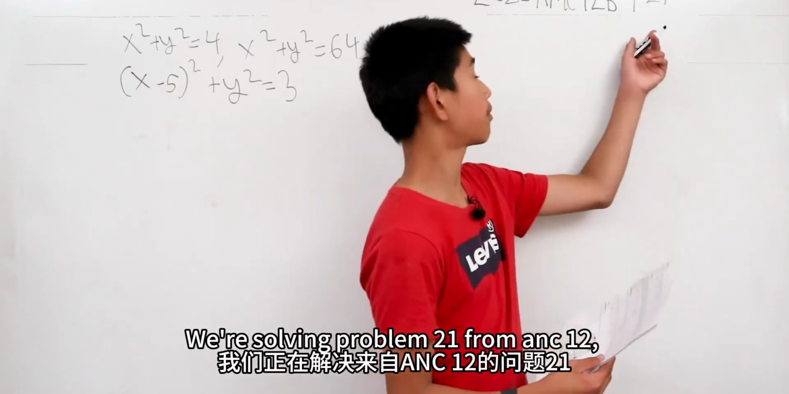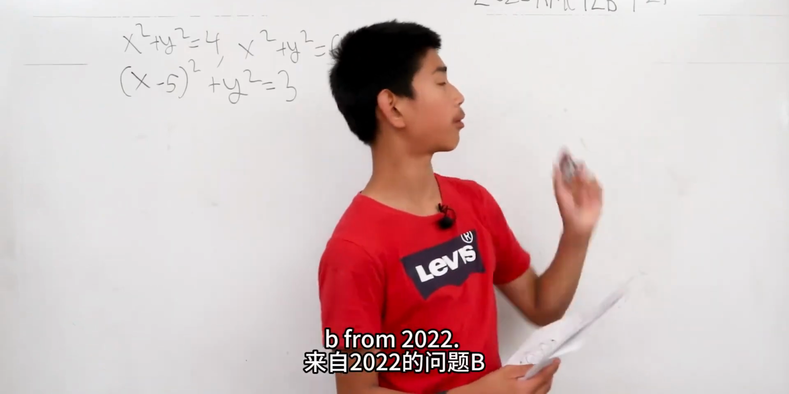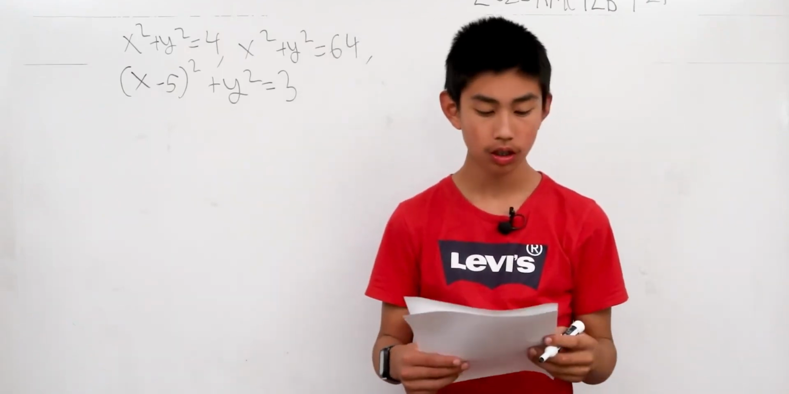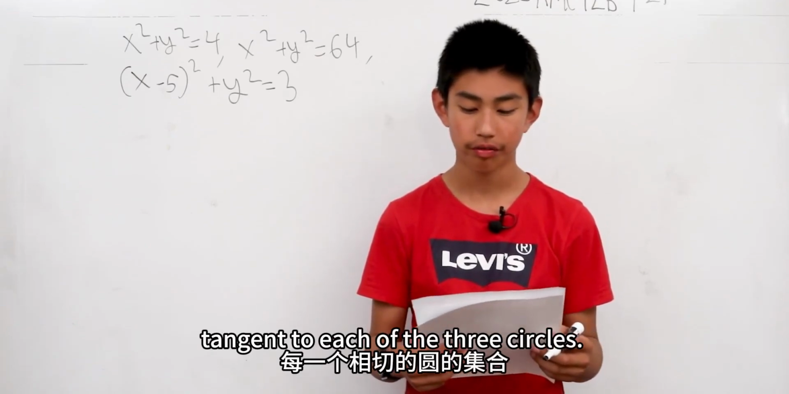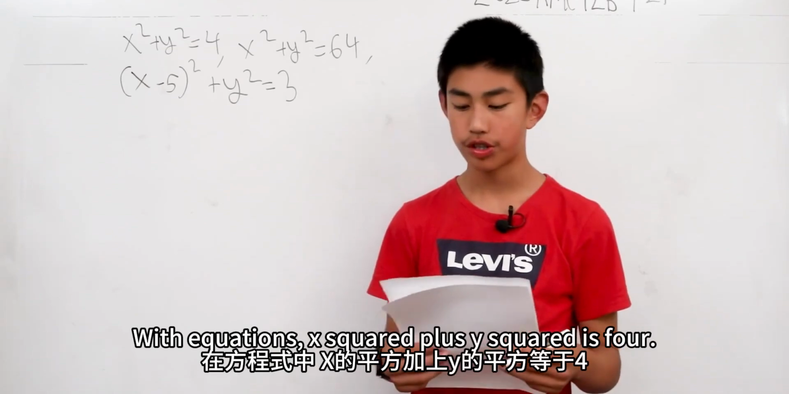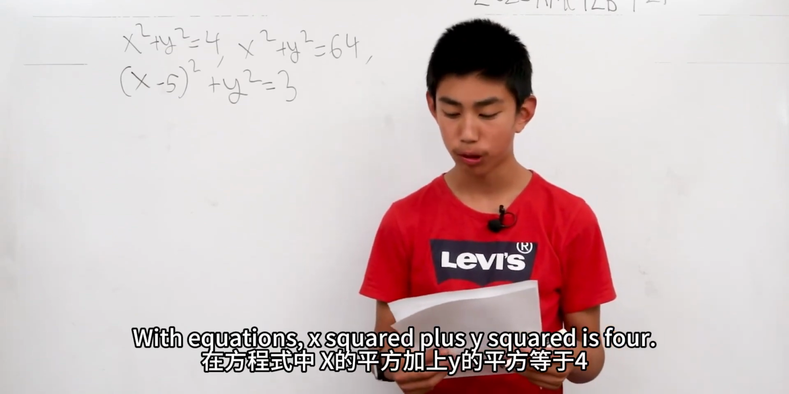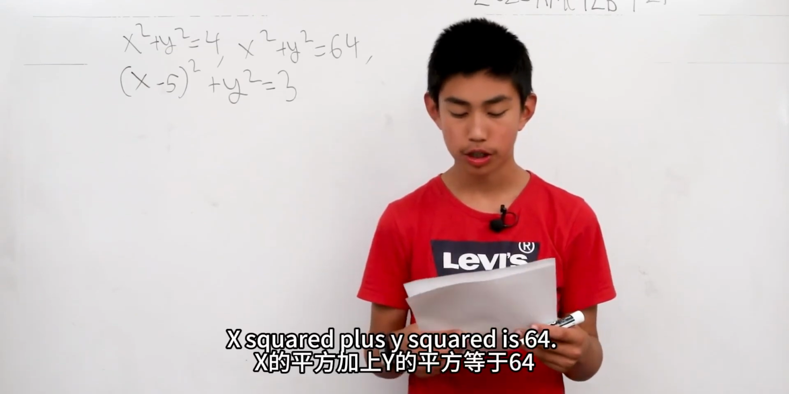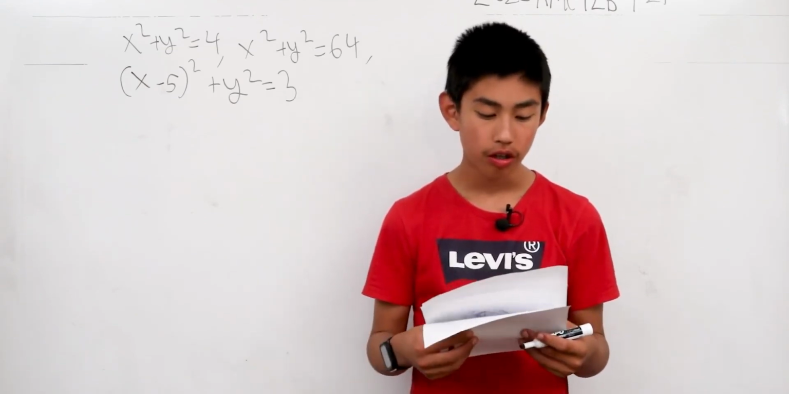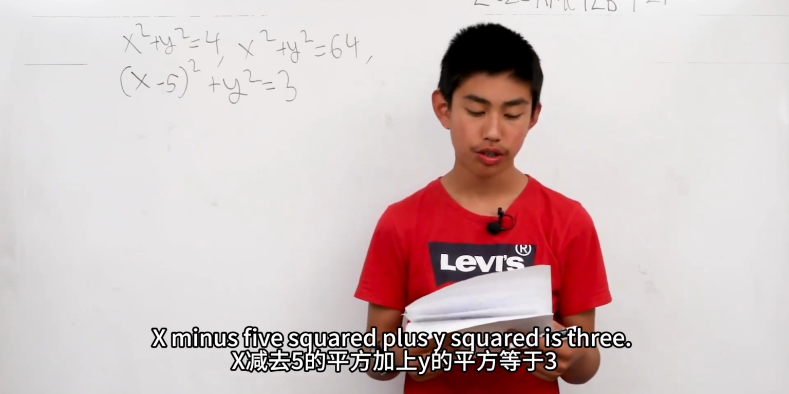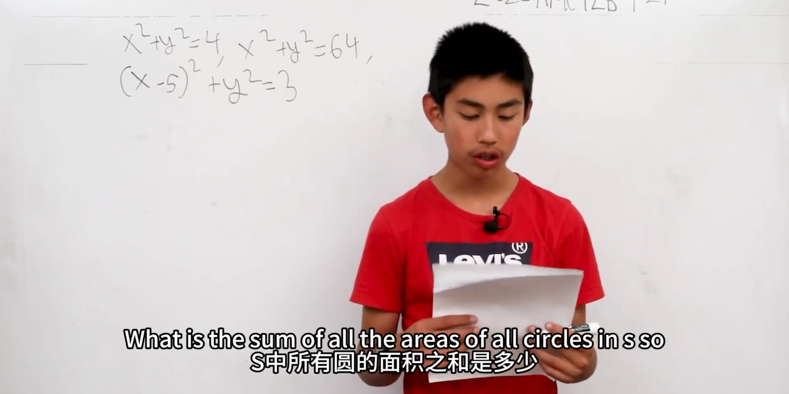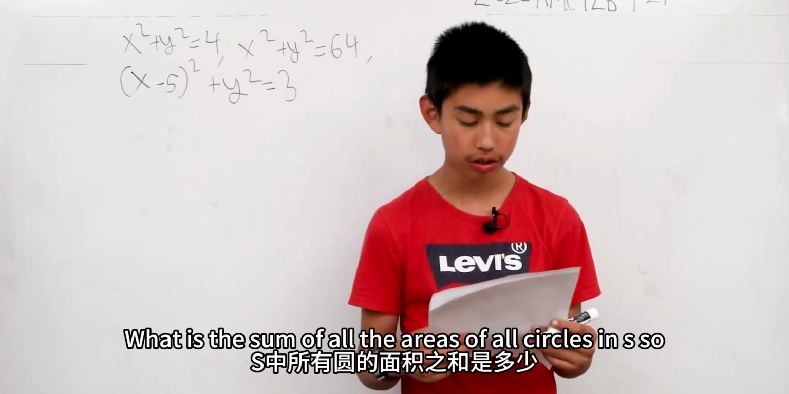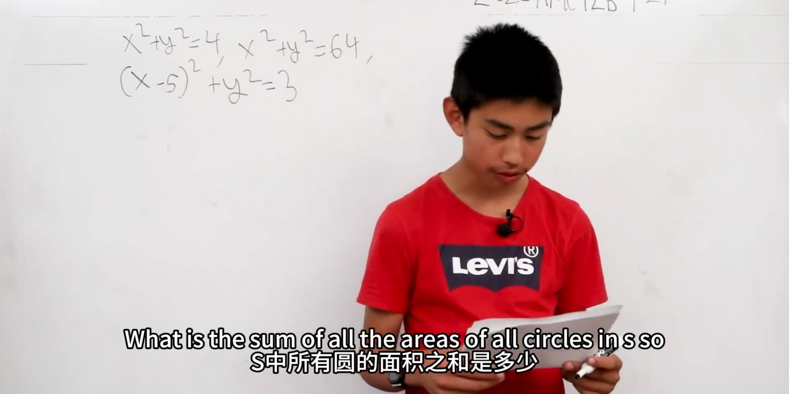We're solving problem 21 from AMC 12B from 2022. Let S be the set of circles in the coordinate plane that are tangent to each of the three circles with equations x squared plus y squared is 4, x squared plus y squared is 64, and (x minus 5) squared plus y squared is 3. What is the sum of all the areas of all circles in S?